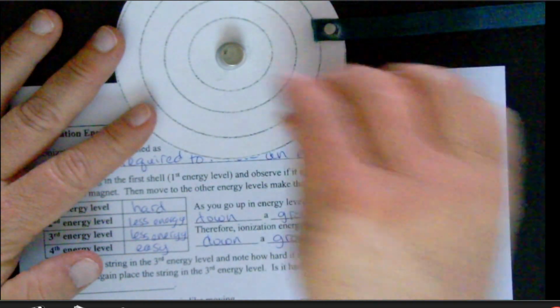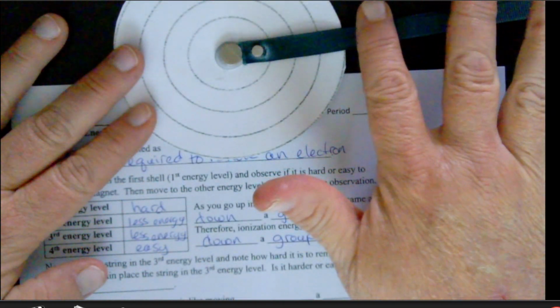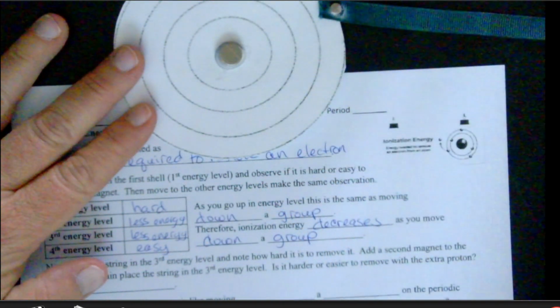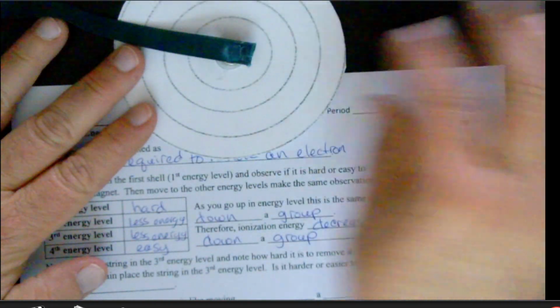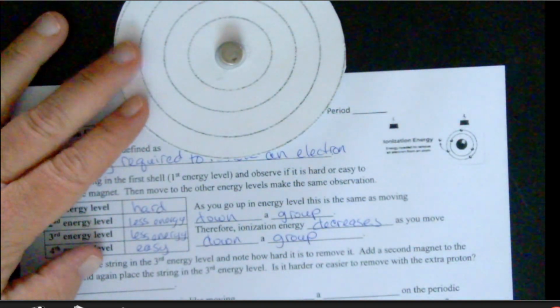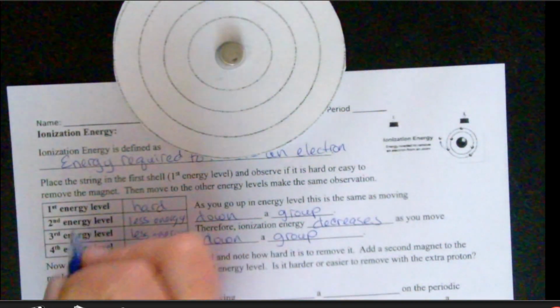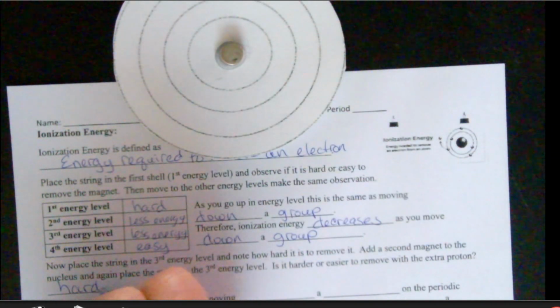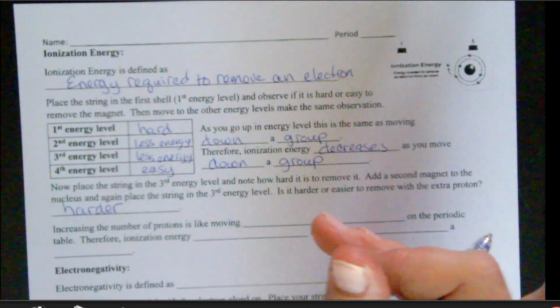And even, you can even test it in the first one. So in the first one, it's not too hard, but let's add another one. What happens when I add more? Now I actually have to slide it off, okay? And so that does make it a little harder. So it is going to be harder, okay? Because there's more attraction. The more protons, the more attracted it is.